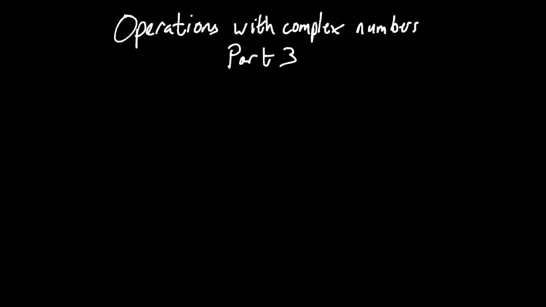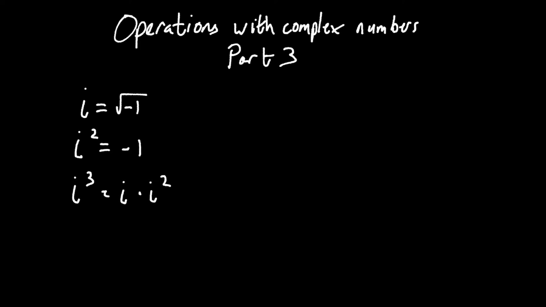We hopefully by this point know that i is the square root of -1. And from the last video, we know that i squared is -1. But what about higher powers of i? What about i to the third power? Well, i to the third power is i times i squared, because this is i to the first times i to the second. So that would just be i times -1, or -i.